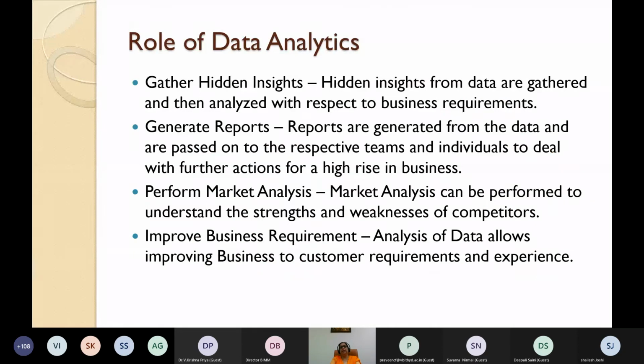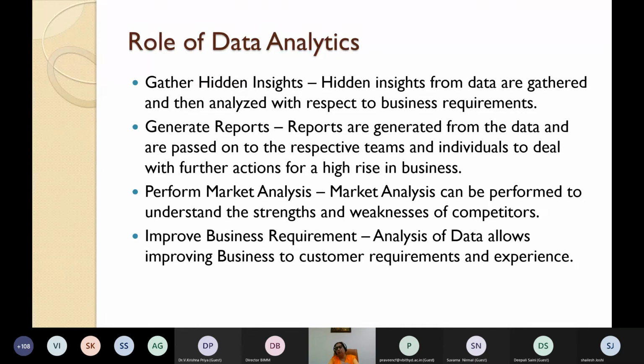So what are the different roles of data analytics? First is to gather the hidden insights. When you have the data, how do you bring out the relevant information from massive data? Today we are talking about big data, where the data is so huge that it can't even be put in an Excel sheet, which has 10 lakh rows and around 90,000 columns, and still that data cannot be accommodated. So that is big data, huge data.